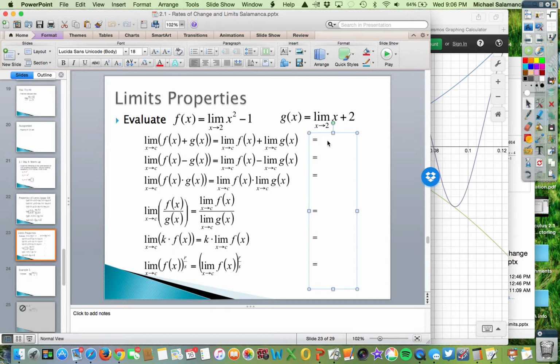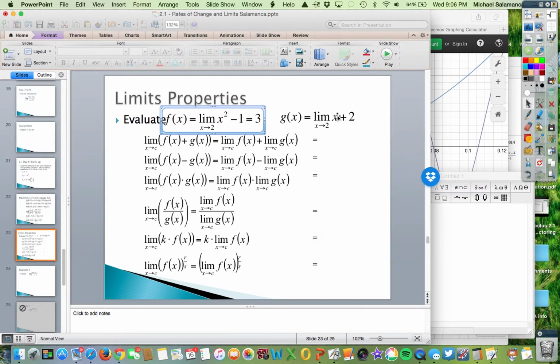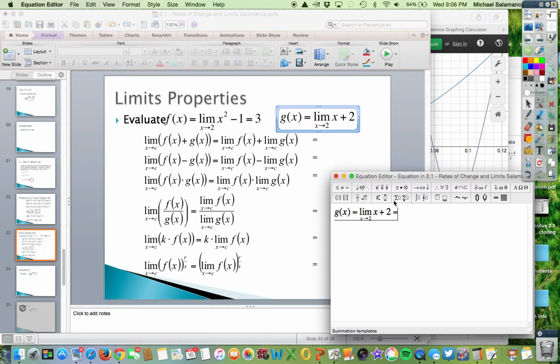So let's take a look at this function on the top row. It says evaluate f of x for the limit of x squared minus 1 as x approaches 2. If we substitute 2 in there, we get 2 squared, which is 4, minus 1 is 3. So we found the limit there. Let's do the same thing for g of x. For g of x, if we substitute the 2 in for our x, we get a limit of 4.